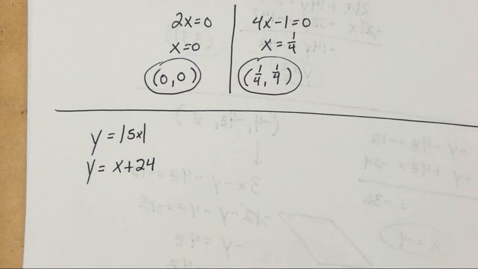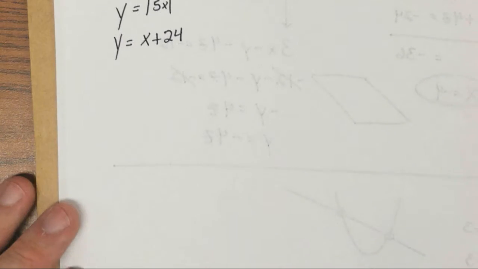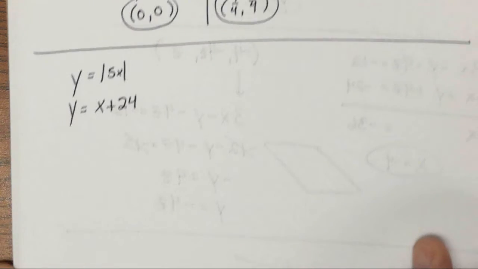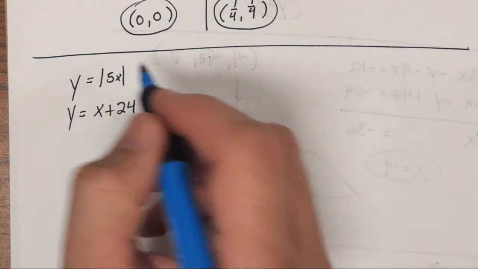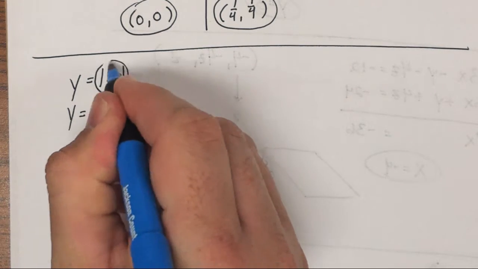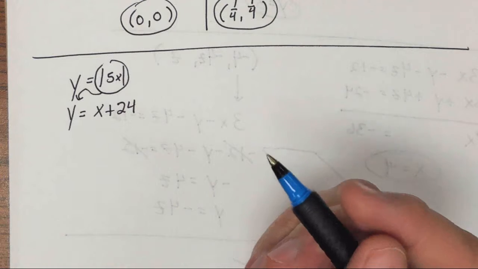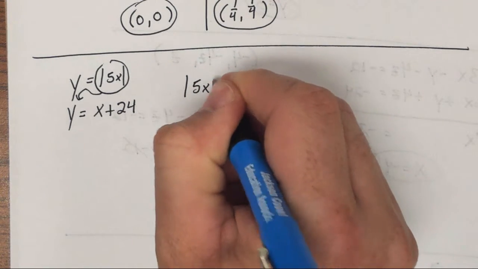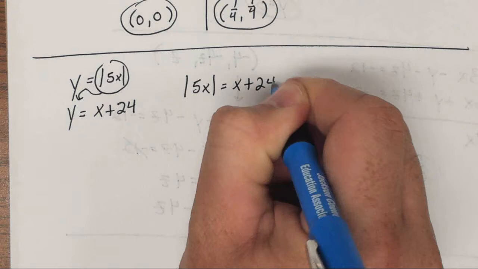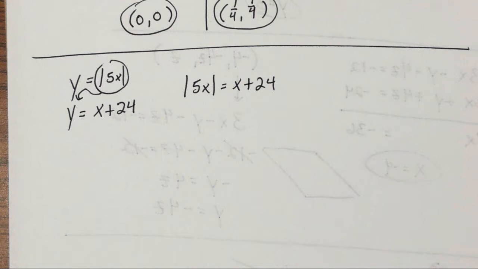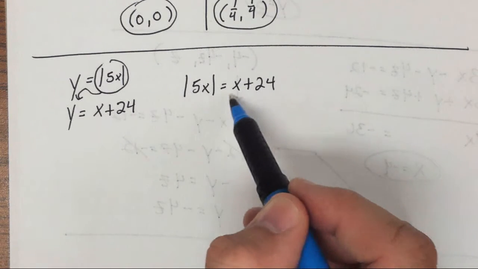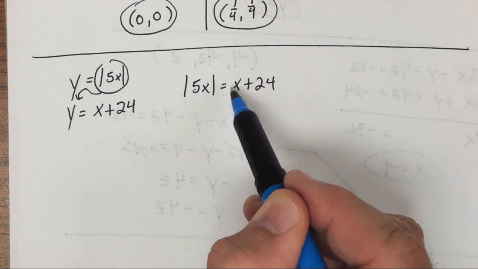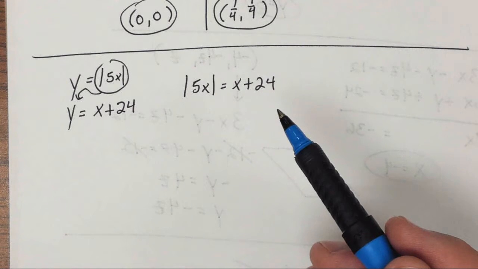Okay, next problem, you've got y equals absolute value of 5x and y equals x plus 24. Same thing, substitution. You can do it either way. Y equals this, so down here in the other equation, plug that in. So you now have the absolute value of 5x equals x plus 24. There were two types of equations that I told you be cautious of extraneous values, this being one of them. The absolute value cannot be negative. So any x value that forces this over here to be negative is going to be an extraneous value.